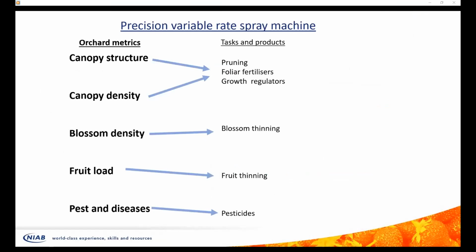The precision variable rate spray system I've shown here today, and other systems like it, have huge potential to improve orchard and tree management. There are a range of orchard metrics that could be measured and mapped and used with a variable rate spray system. Fruit thinning agents should be applied according to fruit load and canopy structure. Plant growth regulators should be applied according to canopy density and growth during the season. Pests and diseases should be sprayed according to canopy density and in the future according to maps of their presence. All these things are possible.